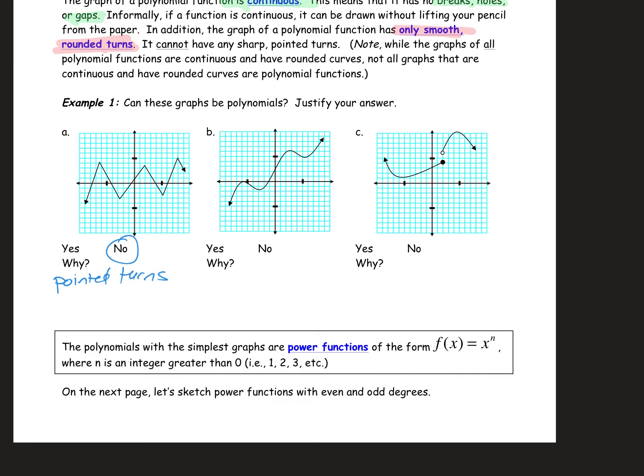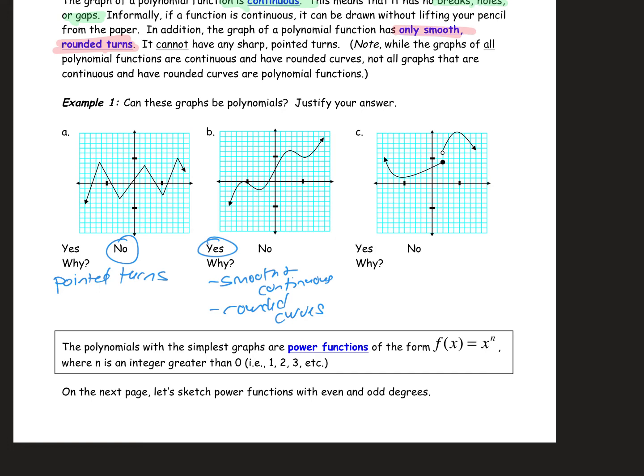This next graph, is it continuous? Yes. Is it smooth? That means, does it have nice rounded turns? Yes. So this could be a polynomial function because it's smooth and continuous, and it has rounded curves. Okay, take a look at the third graph. And after you come up with your own answer, return to the video and see if you agree with what the solution is.